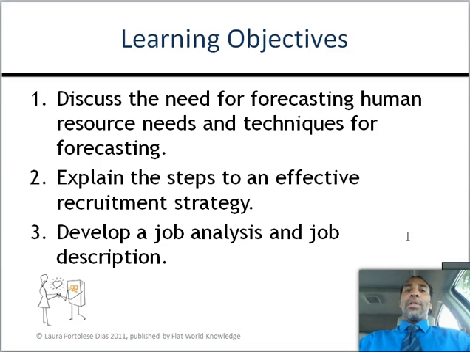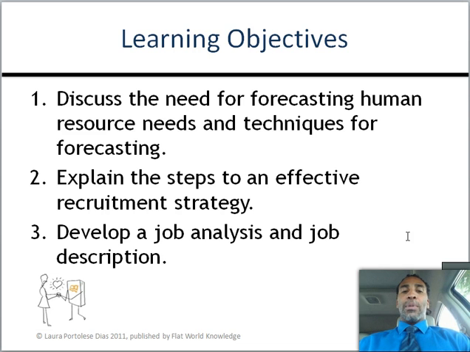So our learning objectives, as always, go as so. Discuss the need for forecasting human resource needs and techniques for forecasting. Forecasting meaning we need to prepare and understand how many employees for ABC are going to be needed. You have to have a good understanding. Now, none of us have a crystal ball, like I've said before, but you need to have a good understanding and a good estimate, right? A reasonable estimate as to how many people we're going to need for each department.